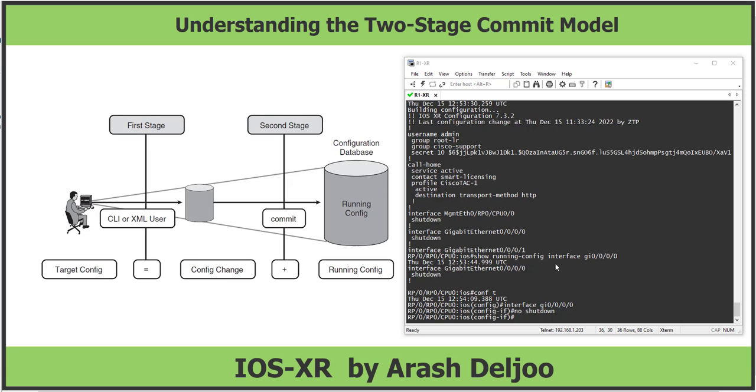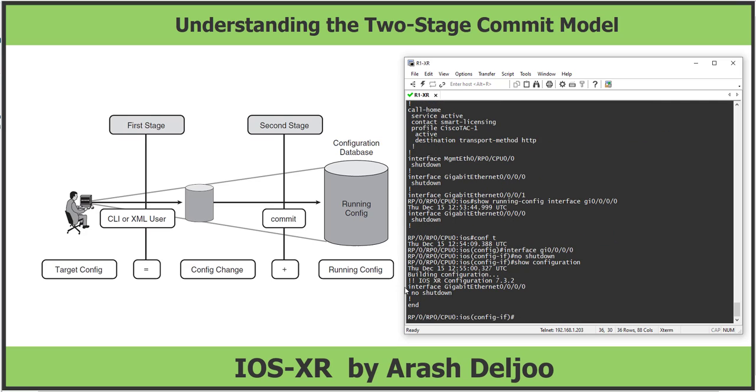Show configuration means the configuration we did, but it didn't apply to the running config yet. Look here, you can use, for example, show configuration. Show configuration shows us that we now have this configuration, but this configuration is not available in the running config. I can show you, for example, show running config again, interface gigabit 0/0/0/0.